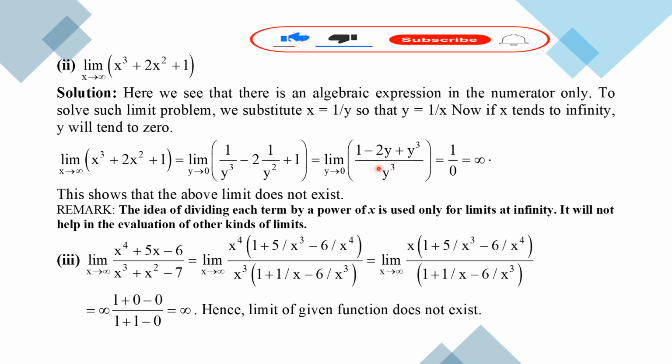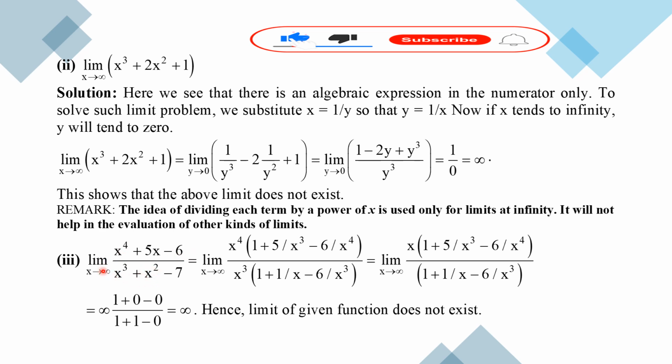So if we put the limit y tends to 0, we will have 1 minus 2 over 0, and 1 over 0 is infinity. This shows that the above limit does not exist. The idea of dividing each term by a power of x is used only for limit at infinity. It will not help in evaluating other kinds of limits.